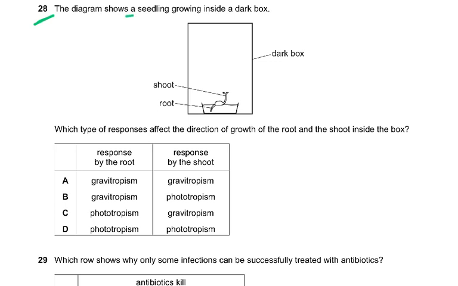Question number 28. The diagram shows a seedling growing inside a dark box. Which type of responses affect the direction of growth of the root and the shoot inside the box? Response by the root is what? It is gravitropism. And response by the shoot is also gravitropism. One is positive gravitropism, one is negative gravitropism. Because you've got to understand it's in a dark box, so there's no response to light. The only response is to gravity. So the growth is gravitropism. One is negative, one is positive, but the response is gravitropism.